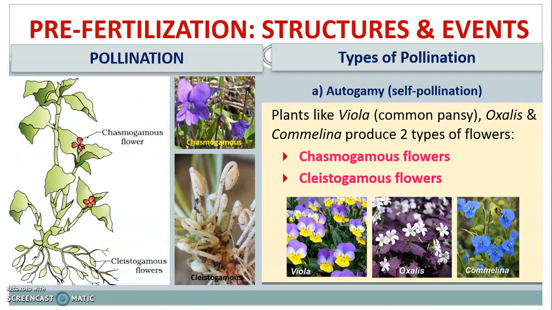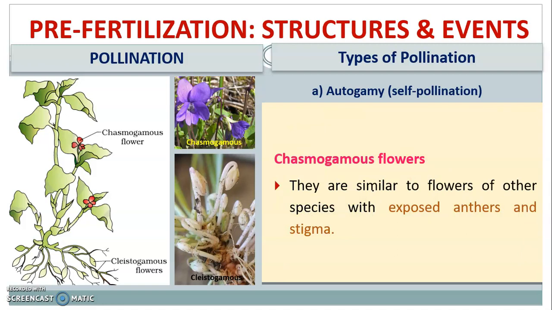Autogamy further contains two types of flower. One is the chasmogamous flower and another is the cleistogamous flower. Chasmogamous flowers are those which are similar to the flowers of other species and have exposed anther and stigma, which means they are the open type of flowers. In this slide you can see the chasmogamous flowers are open flowers. Open means they have exposed anther and stigma.